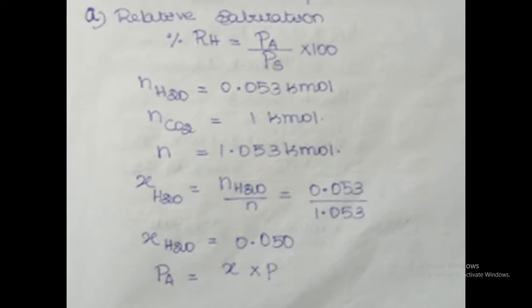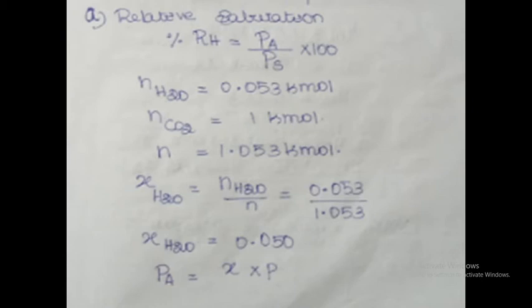Okay. So we want mole fraction of water. So how will we calculate mole fraction of water? Mole fraction of water is equal to individual moles of water per total mole. Individual moles of water 0.053, total mole 1.053. Divide these two values. Finally, we get mole fraction of water is equal to 0.050.